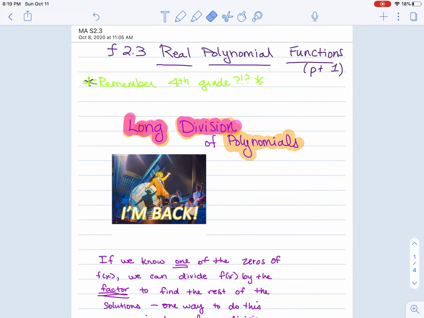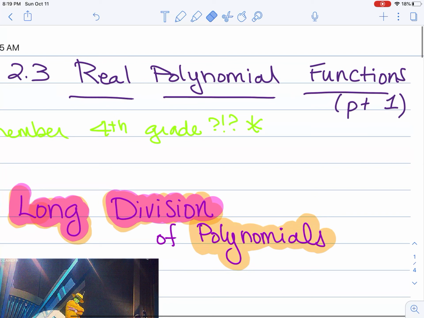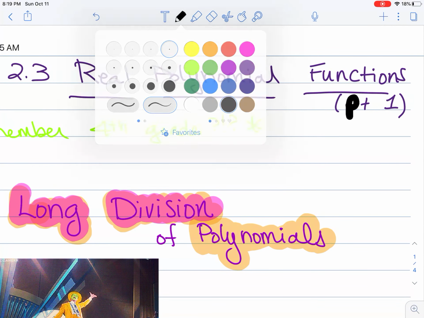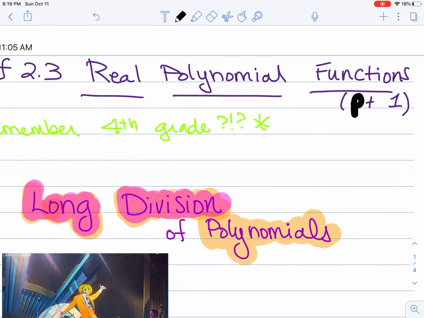Hey everybody, we're back and we're talking about real polynomial functions for section 2.3. We're just doing part 1 today, okay? And so we're going to be talking about long division today.